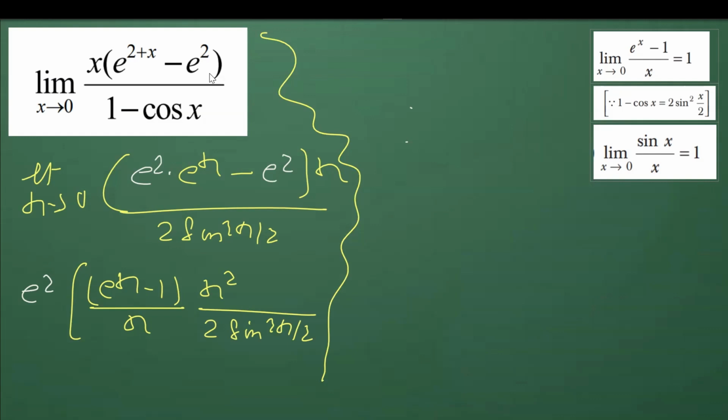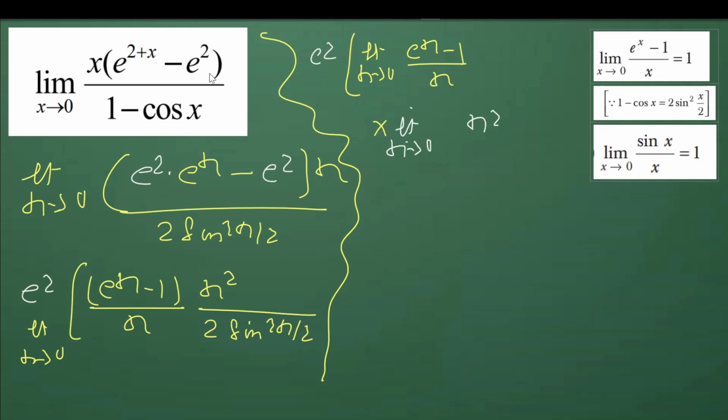Now what next? I missed the limit, as there is a limit here, right? x tends to 0. So e square, which is outside the limit, and this is limit x tending to 0, e raised to the power x minus 1 over x. And I'll place a separate limit for the other part.